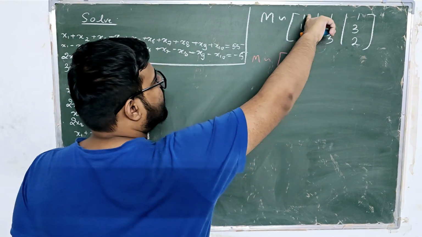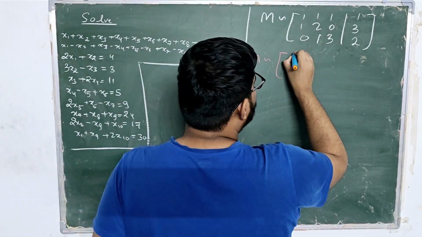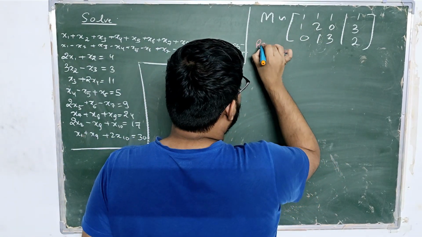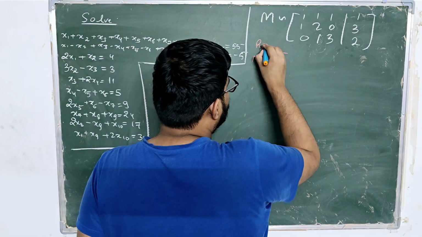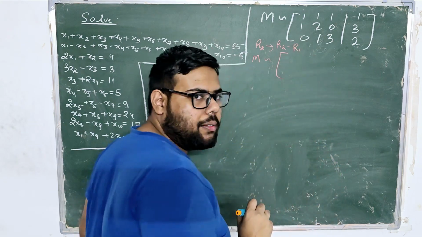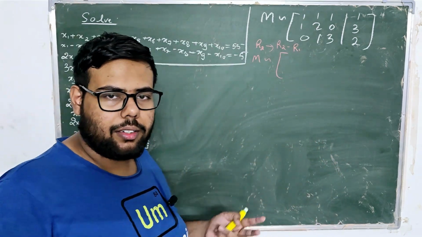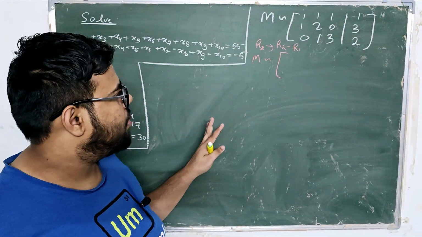So this is row 1, this is row 2, this is row 3. What I'm going to do is transform row 2 as row 2 minus row 1. This is the operation. There are 3 operations, and I'm using one of them.